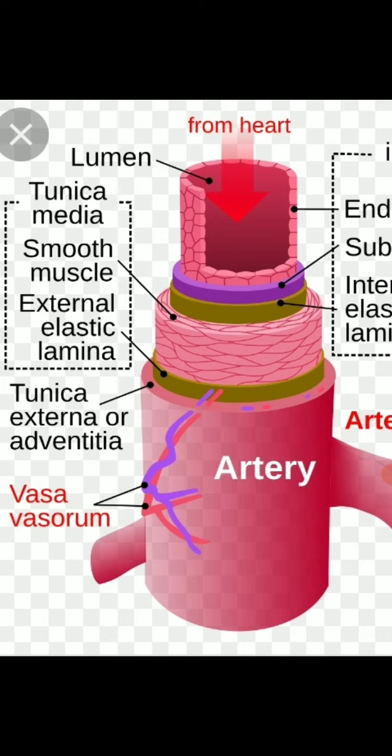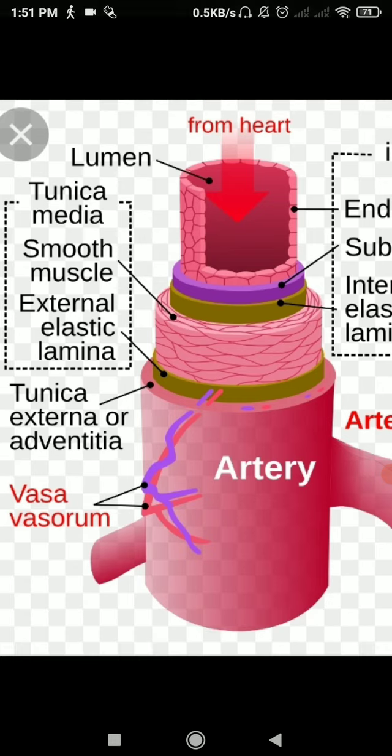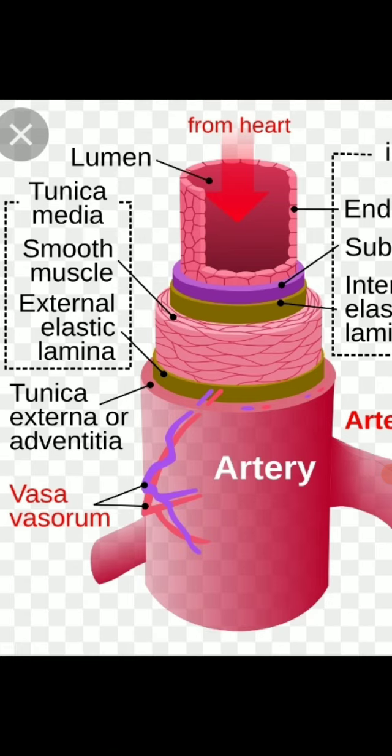Tunica externa or the tunica adventitia mainly consists of outermost covering of connective tissue covering of a blood vessel. It consists of Vasa vasorum, tiny blood vessel supplying the outer portion of blood vessel, and Vasa nervorum, that is autonomic nerves supplying the smooth muscles and the connective tissue in the blood vessel.